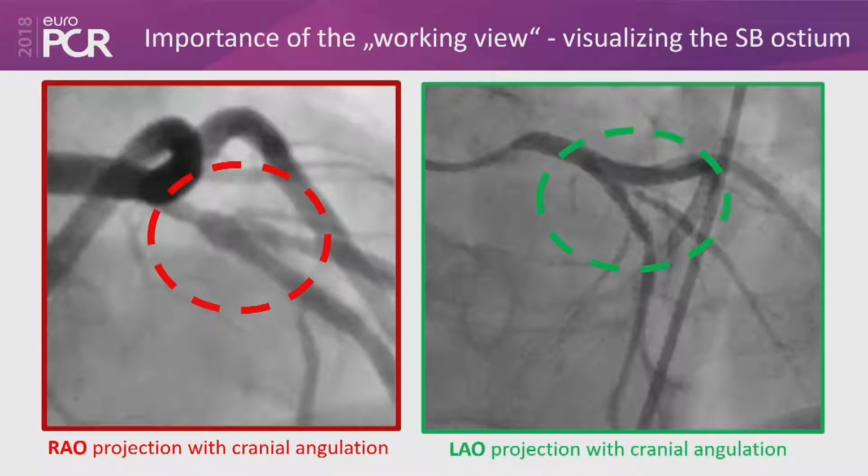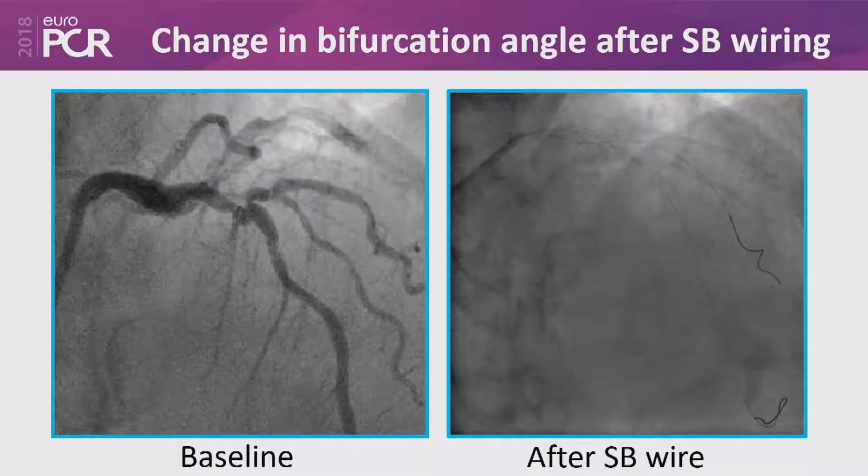And we saw nothing. So it is important, before you indulge yourself in a bifurcation PCI, before you dare to begin with it, to take a step back and really try to analyze all of the points. Here you can also see how the bifurcation angle changes after wiring, going from a very wide angle to a narrower angle after wiring.